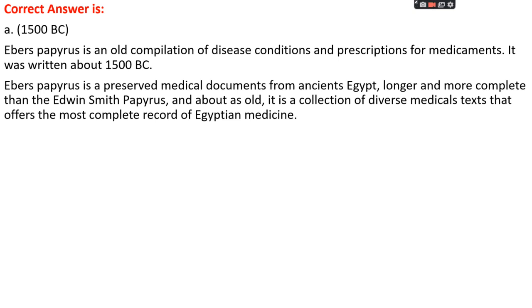Okay, Ebers Papyrus is a preserved medical document from ancient Egypt. It's longer and more complete than the Edwin Smith Papyrus, and it's about as old. It's a collection of diverse medical texts that offer the most complete record of Egyptian medicine.